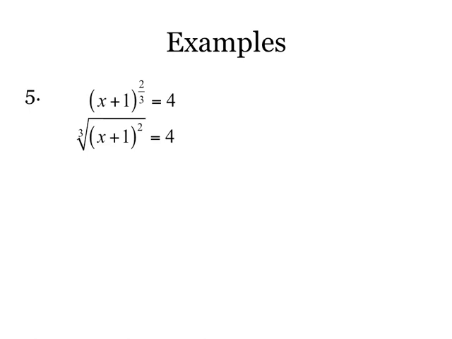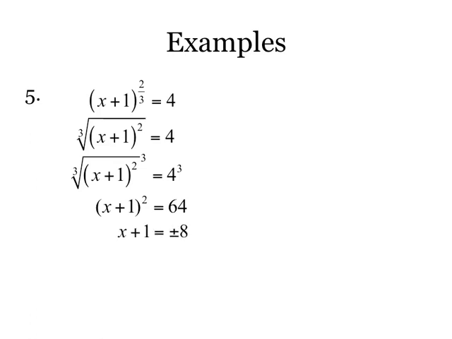Okay, so now to get rid of the cube root, we would cube both sides. That leaves us with (x plus 1) squared equals 4 to the 3rd, which is 64. And now we take the square root of both sides. Taking the square root of both sides, don't forget that anytime you take the square root of both sides, that right-hand side becomes plus or minus. So x plus 1 is equal to plus or minus 8. Now getting x by itself, we have x equals negative 1 plus or minus 8.